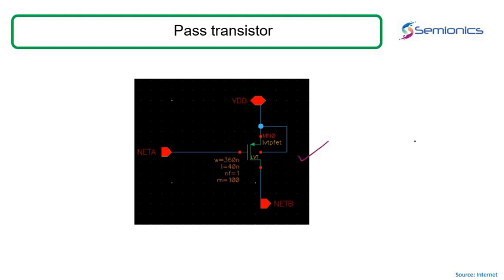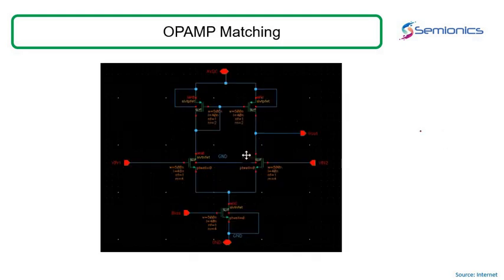I've taken a pass transistor, but if there are n number of devices you have to connect, what's the easiest and quickest way for you to make connections? Okay, so we'll discuss these two test cases. One is your pass transistor, and the other one we'll be discussing is your op-amp.